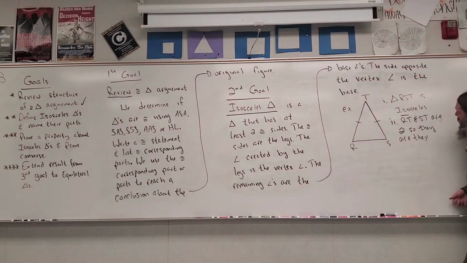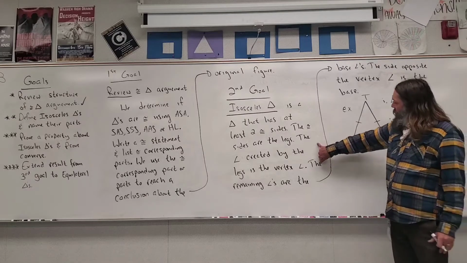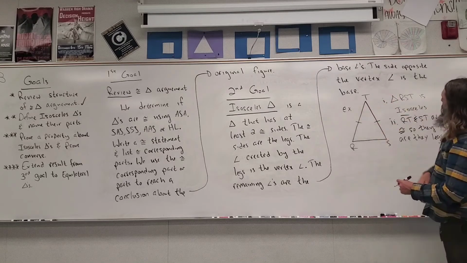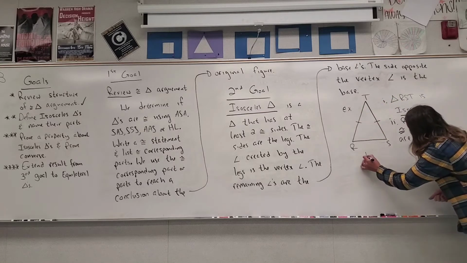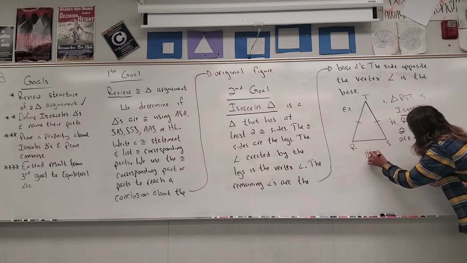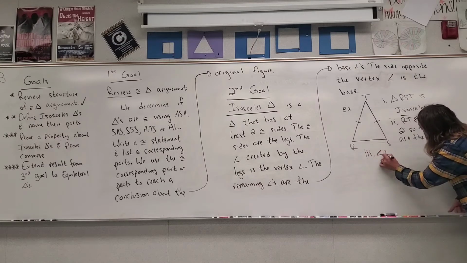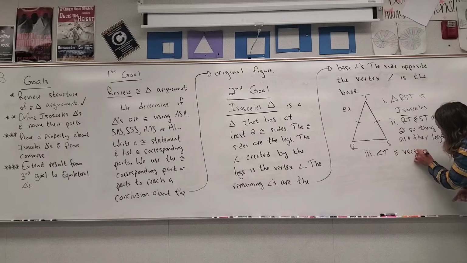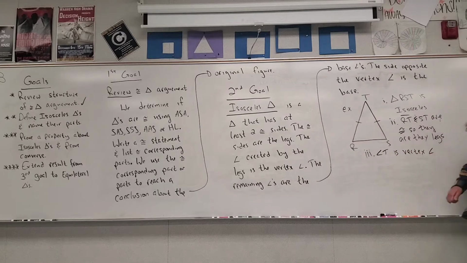Exciting writing happening right now. So there are the legs. The third thing, the angle created by the legs is a vertex angle. So angle T is the vertex angle because it's created by the legs. So I'll write that down here. Angle T is the vertex angle. Because again, it's created by the legs.